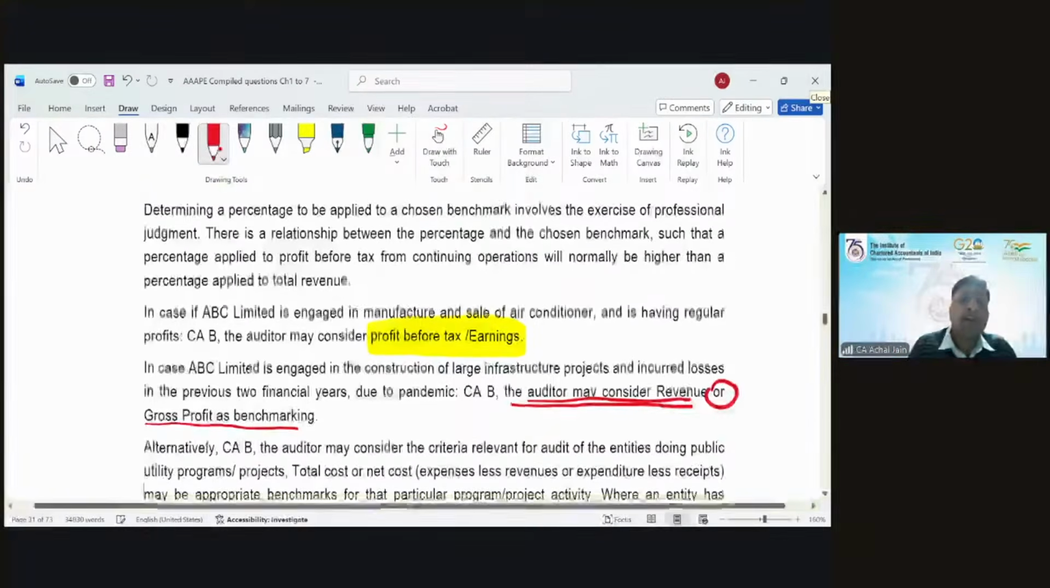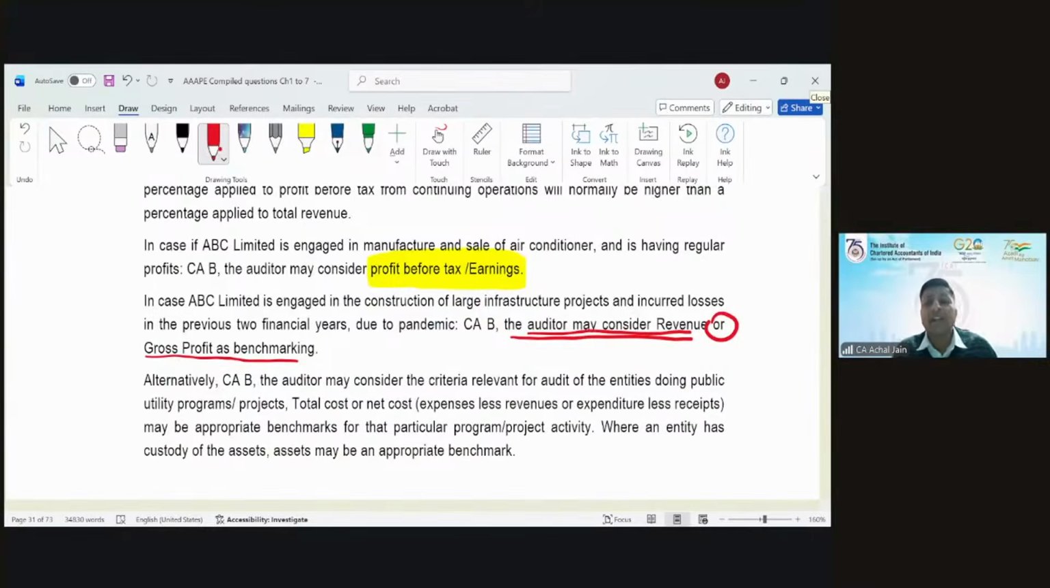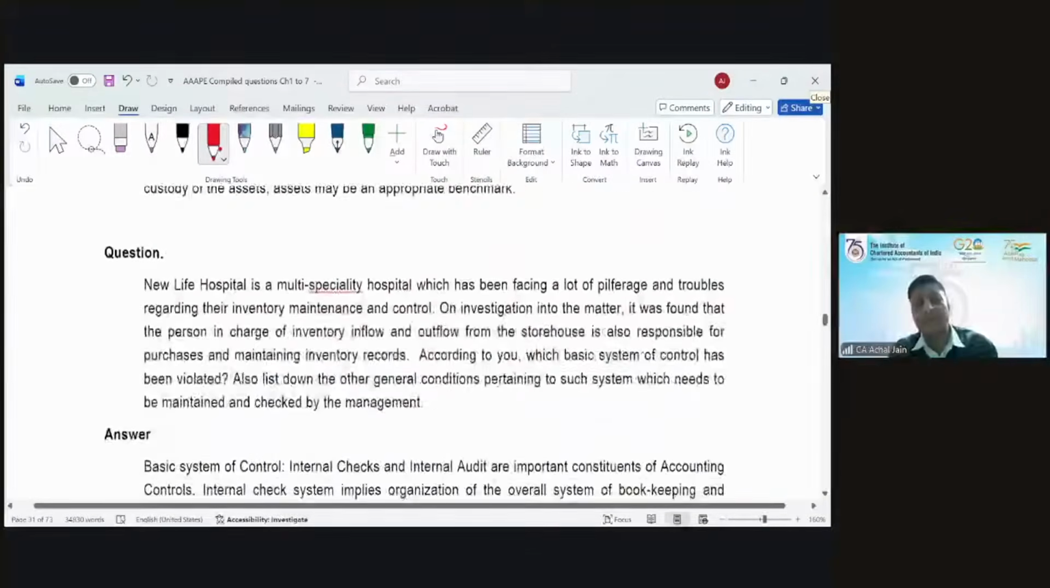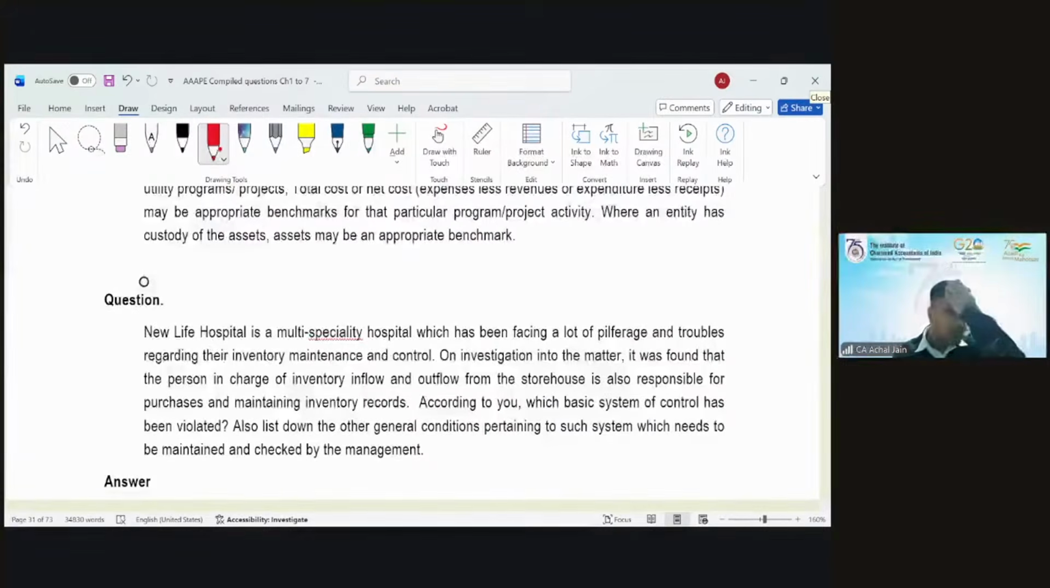Alternatively, the CAB may consider the criteria relevant for audit of entities doing public utility programs: total cost or net cost may also be an appropriate benchmark for that particular program or project. Where an entity has the custody of assets, assets may be an appropriate benchmark. Right? Clear? All right, so now let's look at the next one.